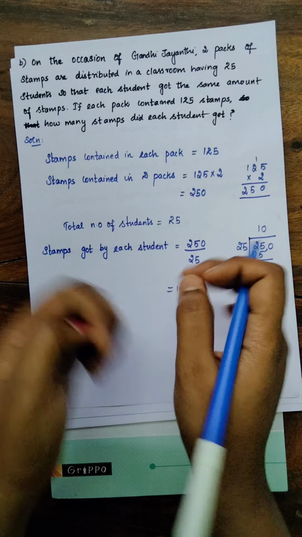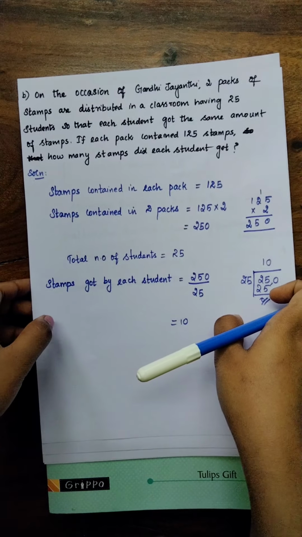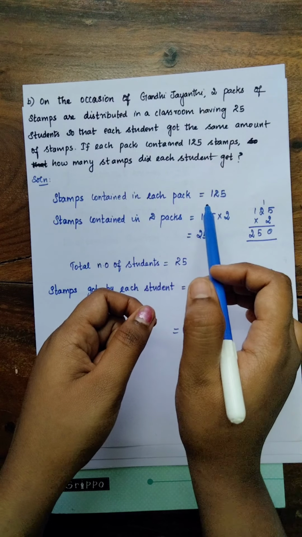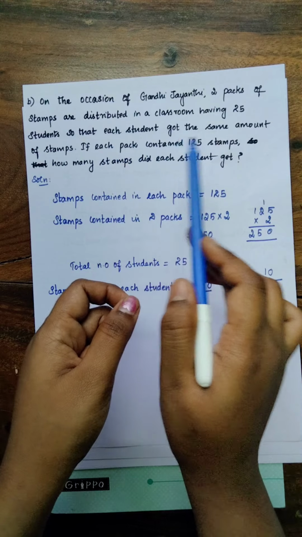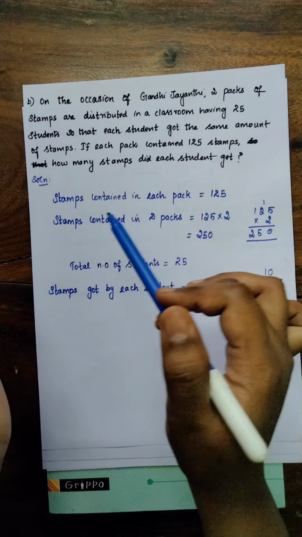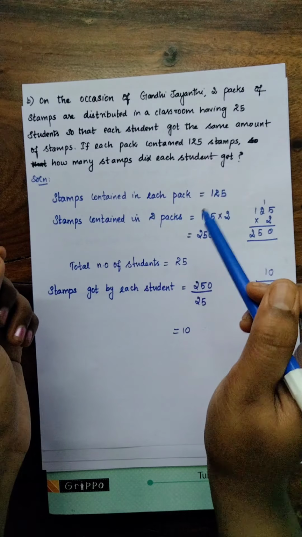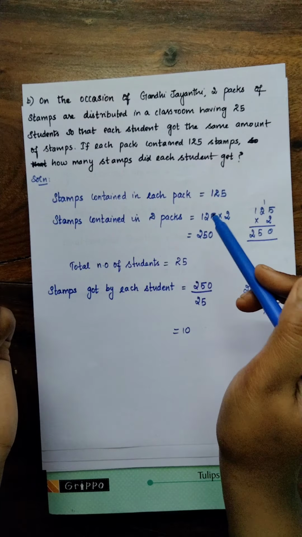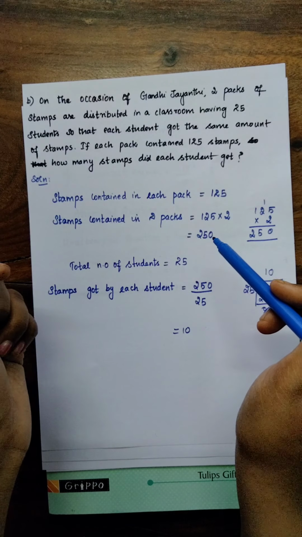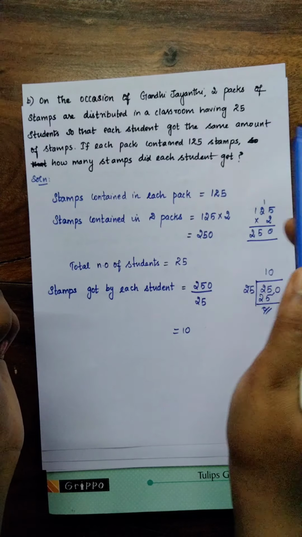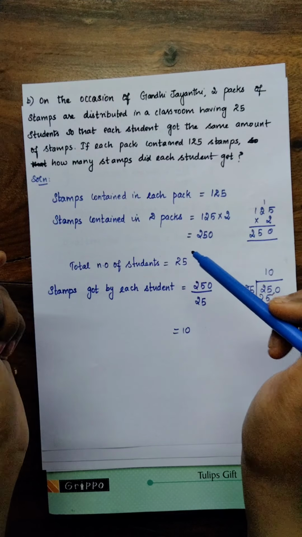Understand, students? Do you have any doubt? Listen again, I am explaining. Stamps contained in each pack is 125. Stamps contained in two packs: one pack is 125, so for two packs we do 125 into 2, which is 250. Next, total number of students in the classroom is 25.